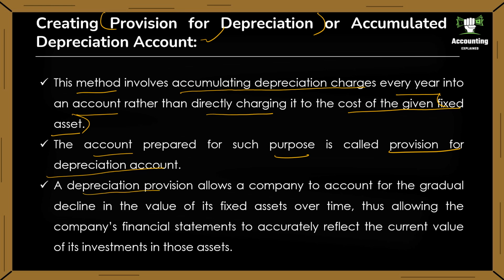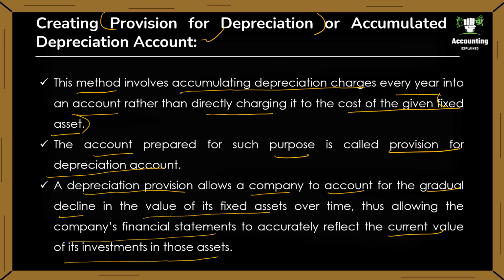A depreciation provision allows a company to account for the gradual decline in the value of the fixed assets over time, thus allowing the company's financial statements to accurately reflect the current value of its investment in those assets.